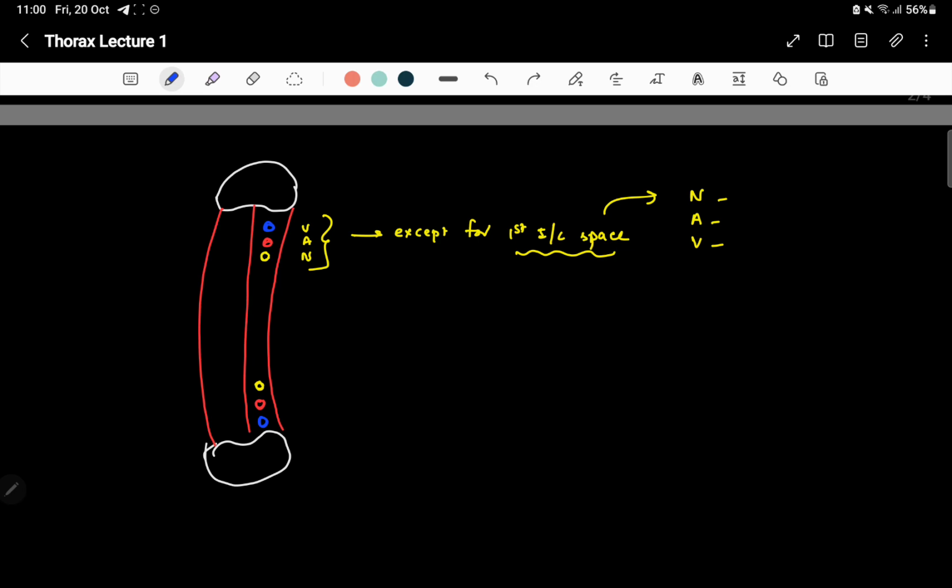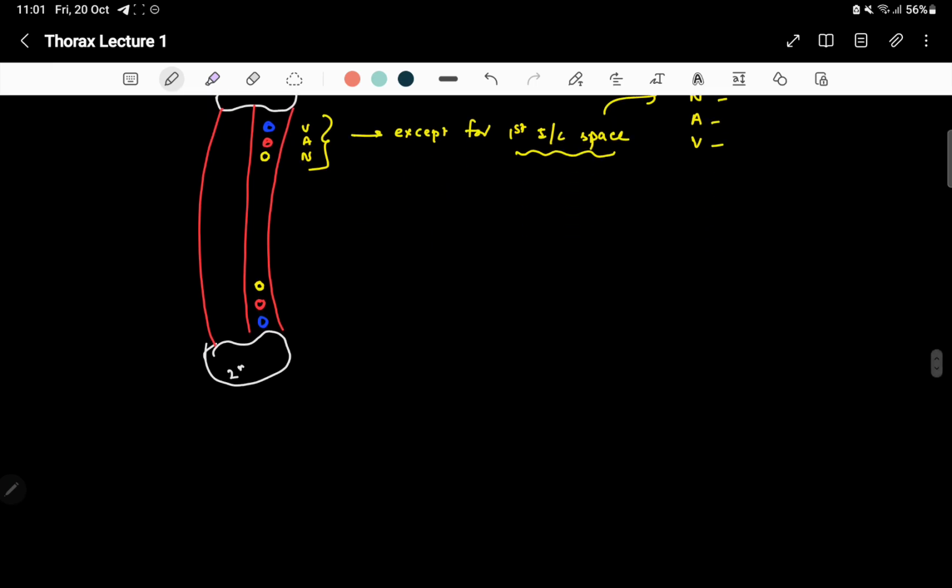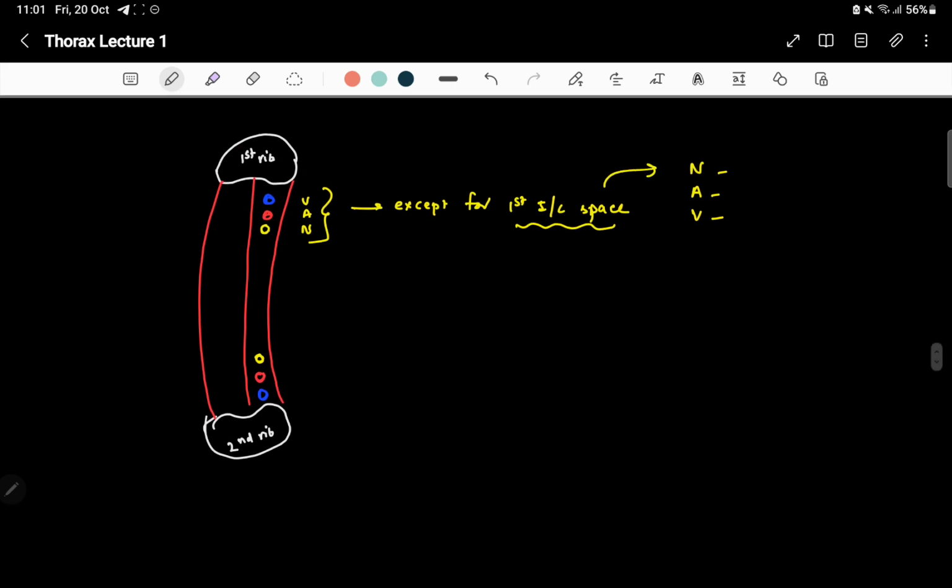So for intercostal nerve block, we want to block the intercostal nerves. This is your first rib, and this is your second rib, the lower rib. For intercostal nerve block, the needle should go from the lower border of the upper rib.